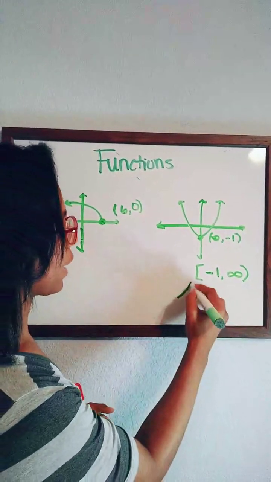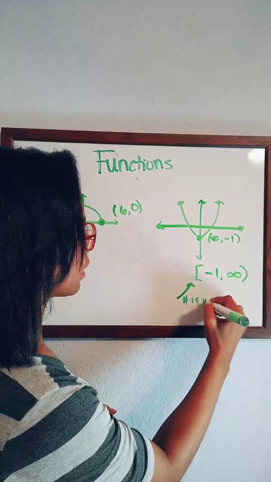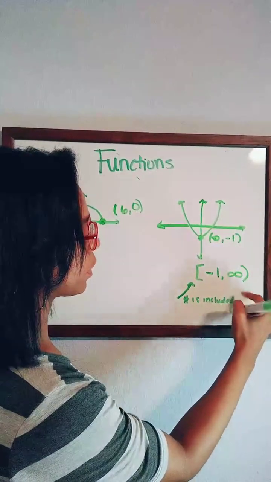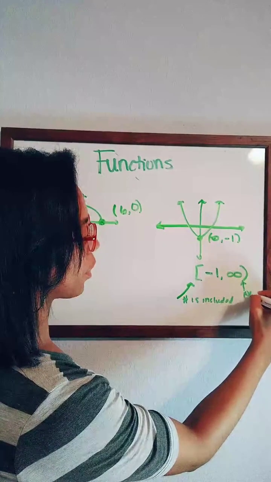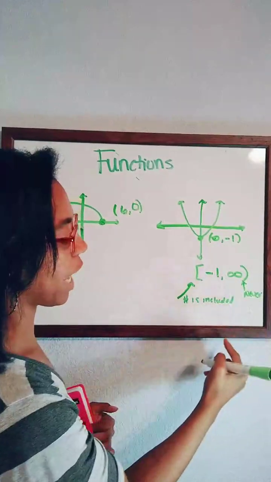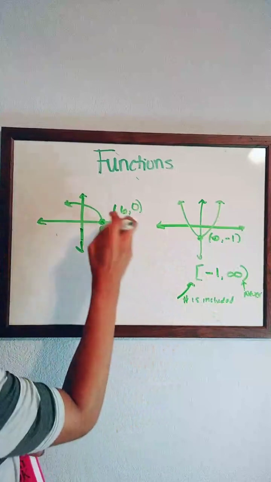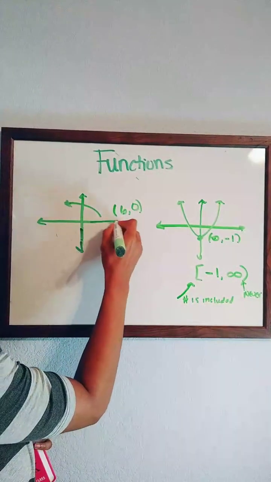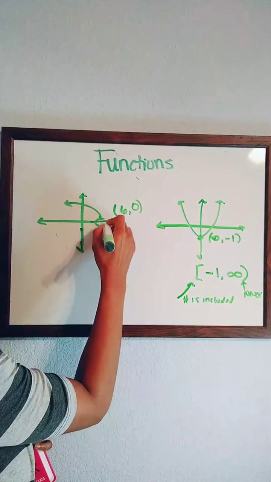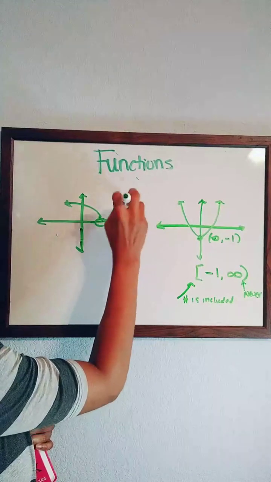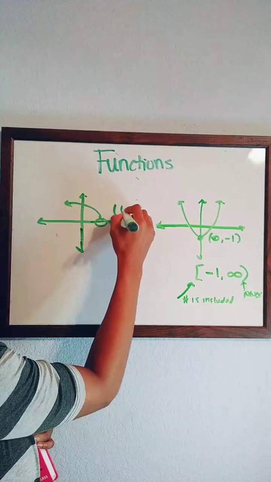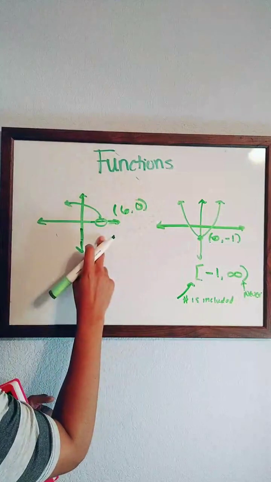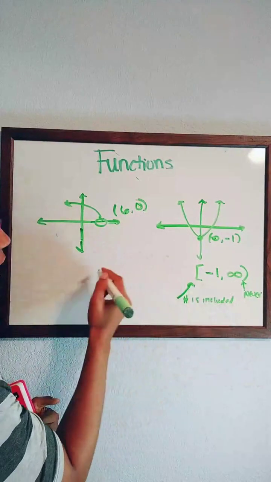So you use a bracket when the number is included. You never put a bracket around the infinity symbol. Let's say, for instance, that you are graphing this and it is an open circle, meaning that this 6 is not included in the solution set. Then you would write it like this.